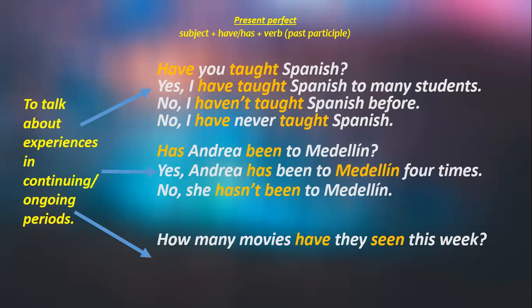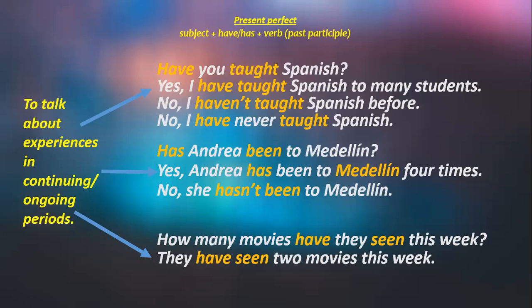Lastly, I'm showing you a WH question. A WH question is an information question. How many movies have they seen this week? They have seen 2 movies this week. They haven't seen any movie yet.